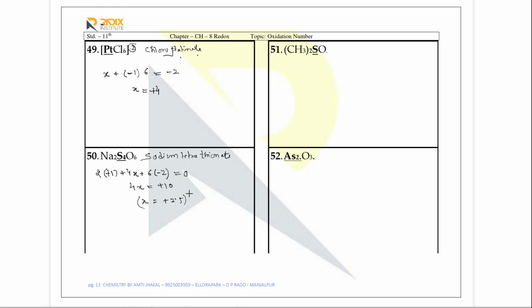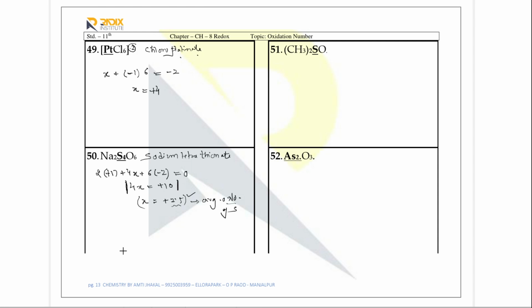Is it possible to have fractional oxidation number? Yes. This represents the average oxidation number of sulfur. That means these 4 sulfurs have collectively lost 10 electrons, or these 4 sulfurs' collective oxidation state is plus 10, but individually it can be different, right? So when you take the average of that, it comes to 2.5.